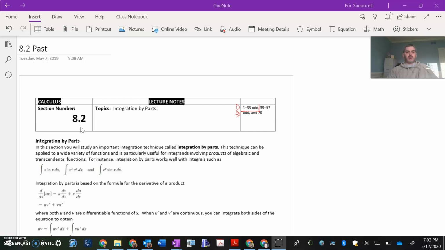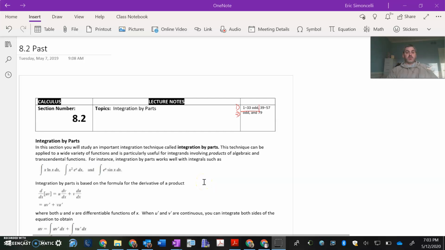This technique can be applied to a wide variety of functions and is particularly useful for integrands involving products of algebraic and transcendental functions. For instance, integration by parts works well with integrals such as the integral of x natural log of x dx, the integral of x squared e to the x dx, and the integral of e to the x sine x dx.